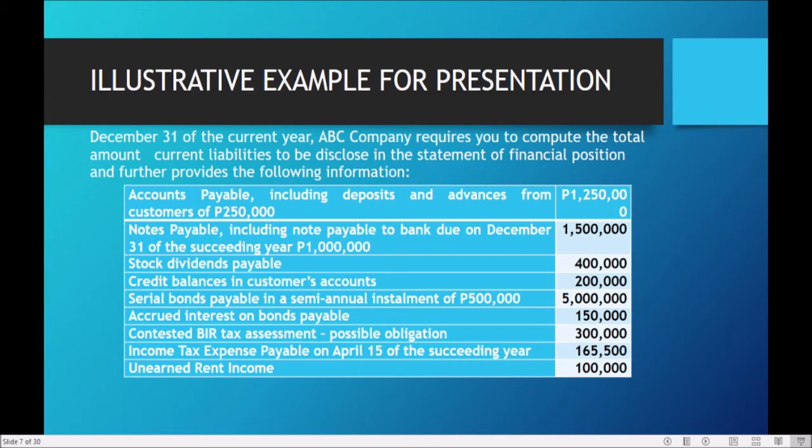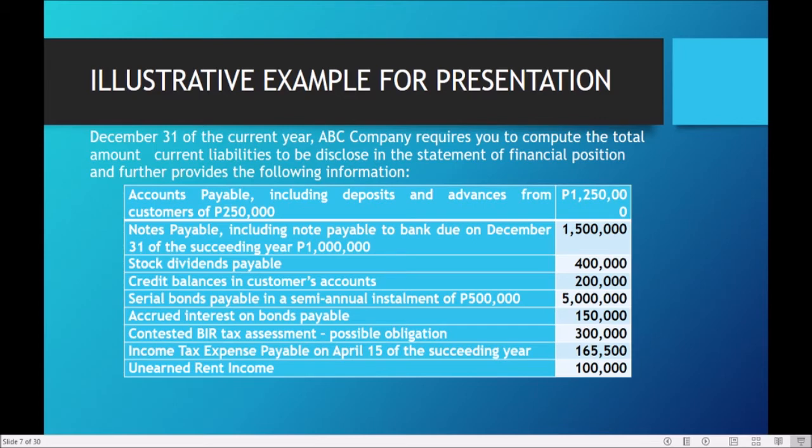For example, on December 31 of the current year, ABC Company requires you to compute the total amount of current liabilities to be disclosed in the Statement of Financial Position and further provides the following information. Ibig sabihin po, we are required to compute the total amount of current liabilities given the information below. Accounts payable, including deposits and advances from customers of 250,000. Okay, 1,250,000. Notes payable, including note payable to bank due on December 31 of the succeeding year, 1 million.